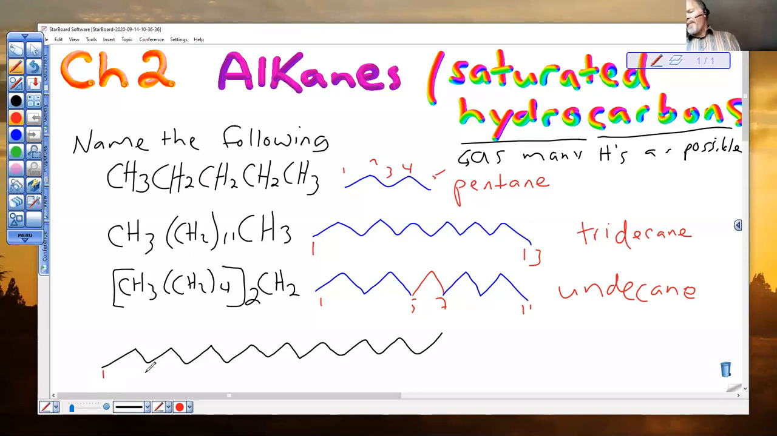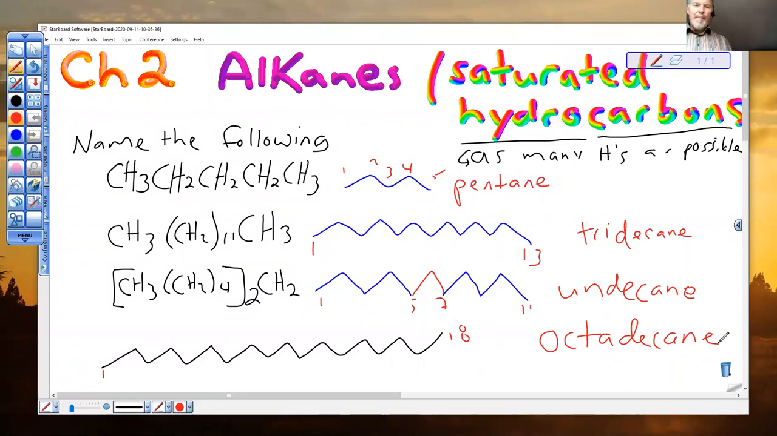So I'm going to count by twos. 3, 5, 7, 9, 11, 13, 15, 17, 18. Prefix for 8 is octa, and we end it with 10. So that is the first part of naming hydrocarbons. We have to come up with the longest chain's name.